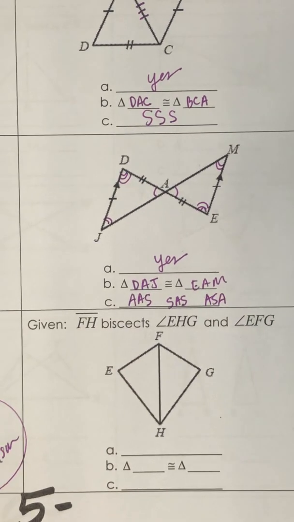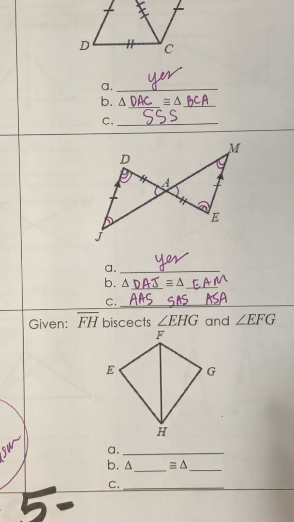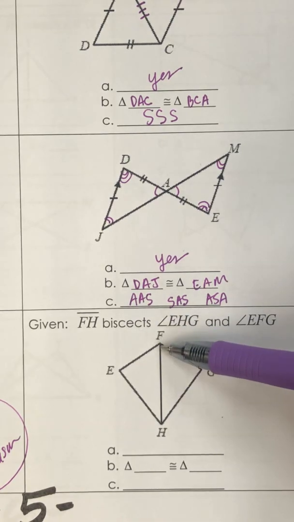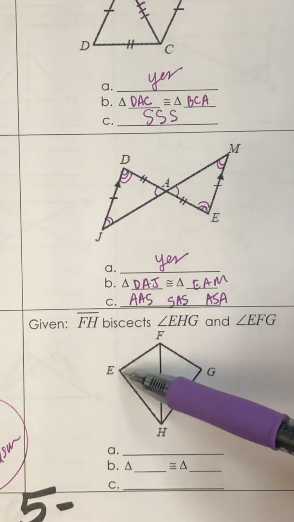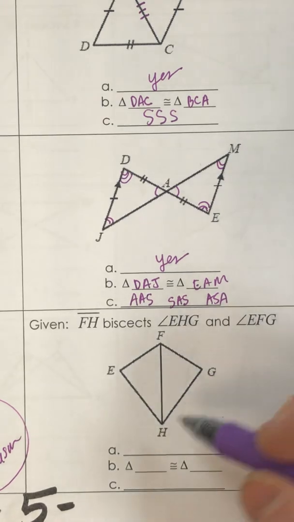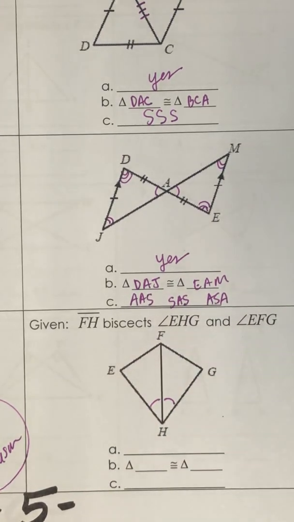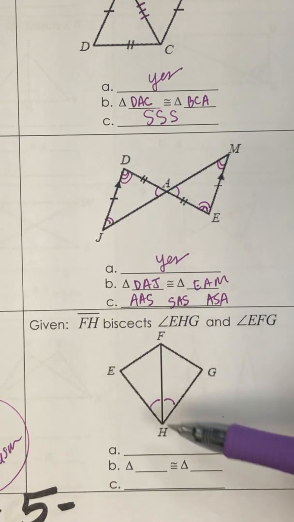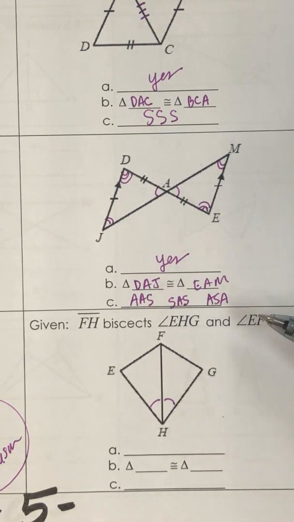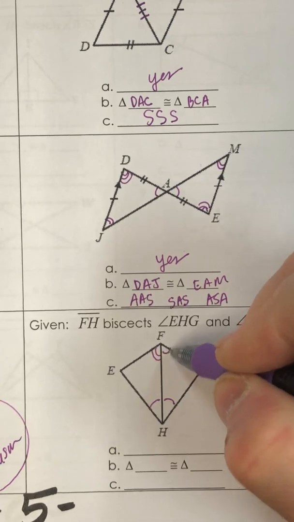And last example, we have FH bisects EHG. So that means that this angle would be congruent to that angle. We got a bisector. Okay, so the definition of a bisector tells me these two angles are the same. And it also says it bisects EFG. So those two would be the same.